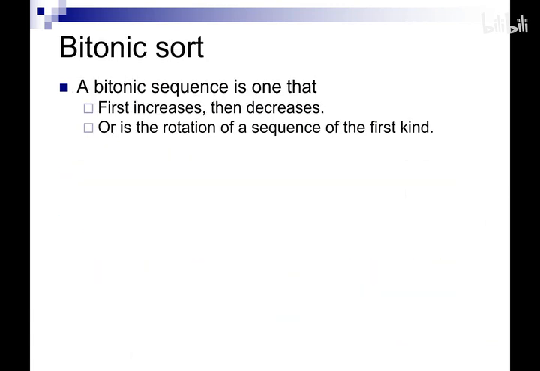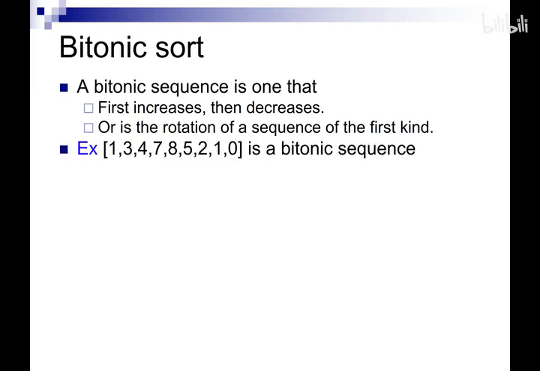The next algorithm we're going to look at is called bitonic sort. First of all, we're going to define this thing called a bitonic sequence. A bitonic sequence is one of two things. Either it's a sequence that first increases and then decreases. Bitonic just means that there are two phases to the sequence: an increasing phase and then a decreasing phase. Or a bitonic sequence is a rotation of a sequence which first increases and then decreases.